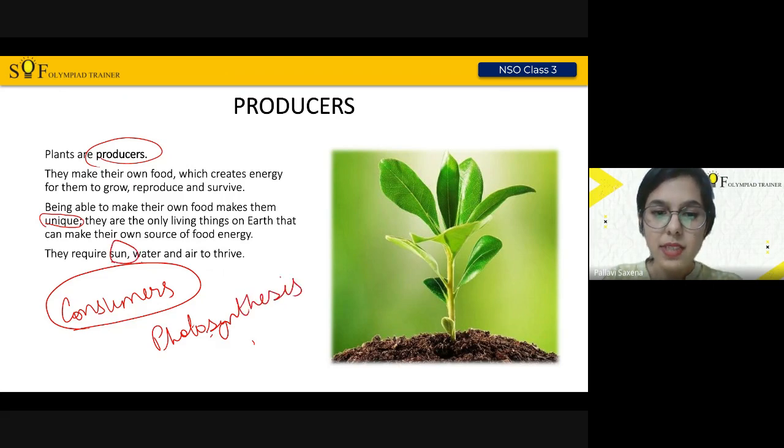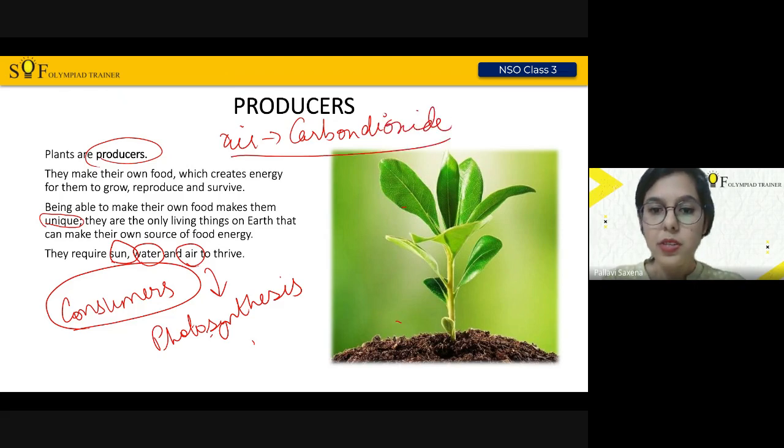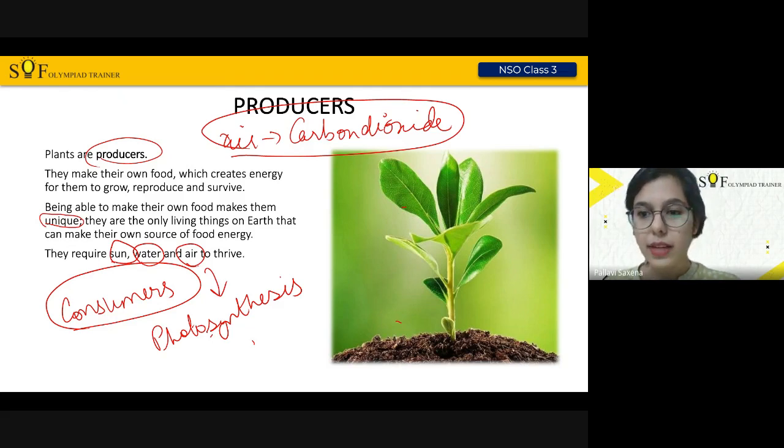Now, somebody has already mentioned to us that for this process of photosynthesis, they require three major things, right? They require sun, water, and air to perform photosynthesis. And I want you to write down that from the air, they basically use carbon dioxide. In the process of photosynthesis, what is used? They use sunlight, water, and carbon dioxide from the air. Yes? Rian, keep your hand raised. I'll come back to you. Okay?